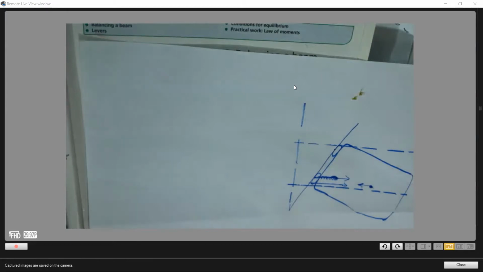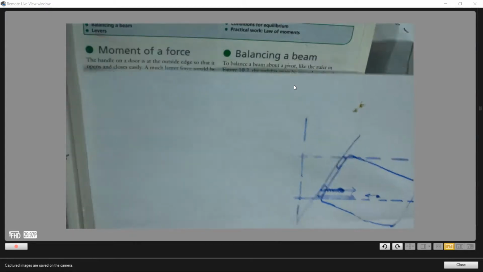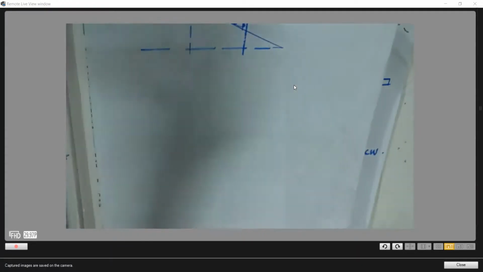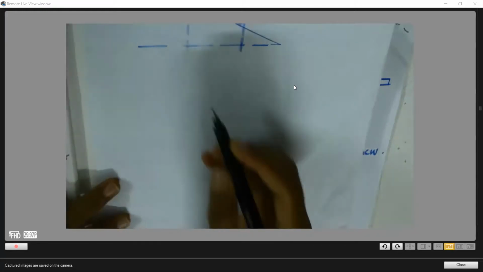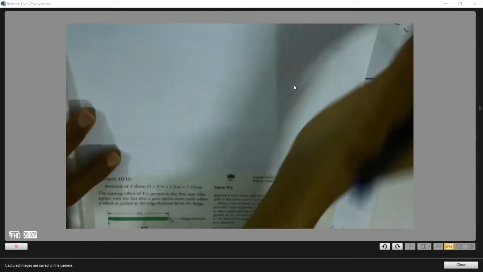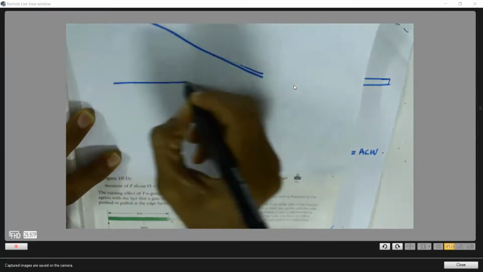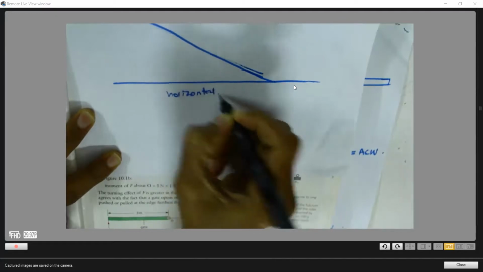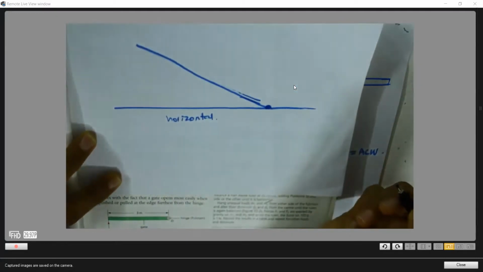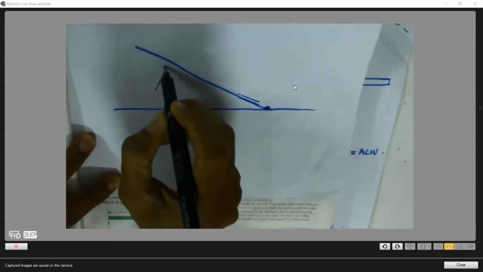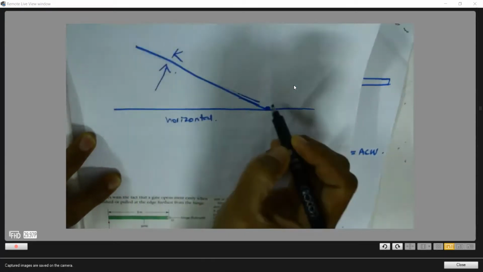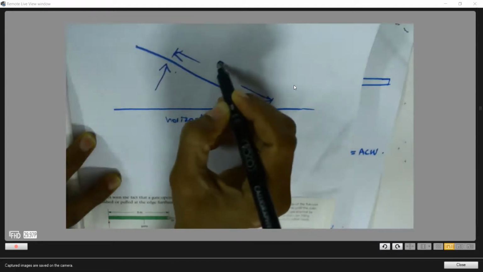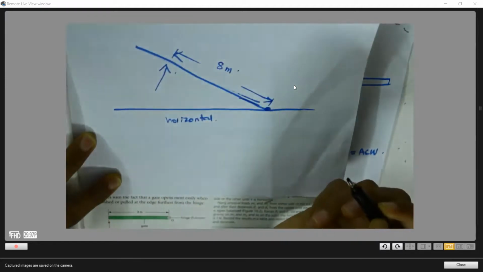Sometimes in questions, they trick you. They give you the distance between the force and some fixed point, which is a fulcrum, but it's not perpendicular. For example, let me draw this diagram. If you have a rod like this and it's tilted, this is the horizontal, okay? And this is the pivot. For example, this point is not allowed to move and the force is being applied this way and they have given you this distance. For example, it is 8 meters, okay?